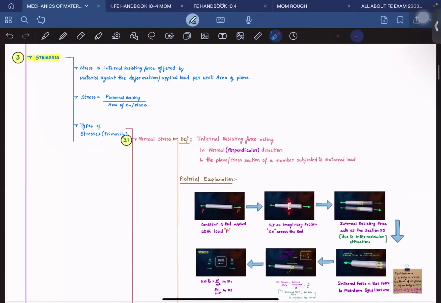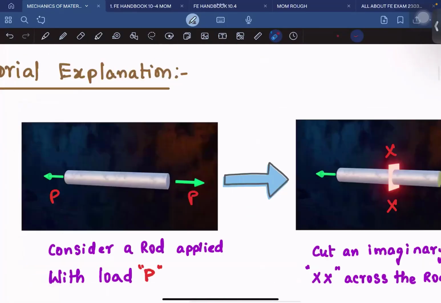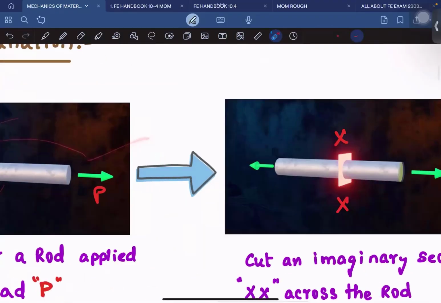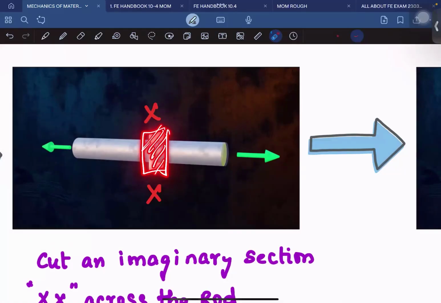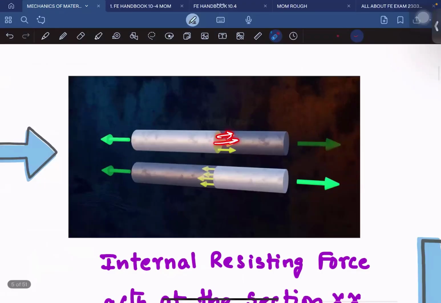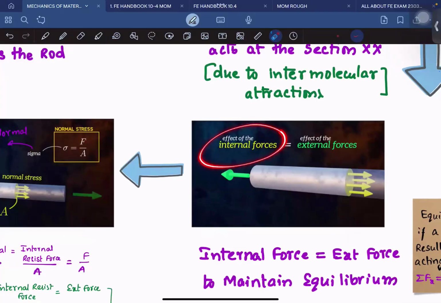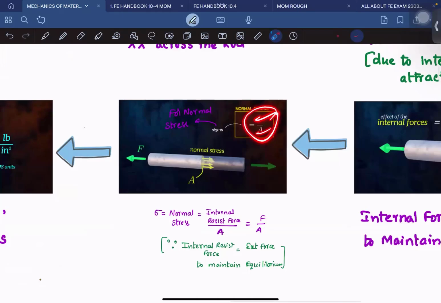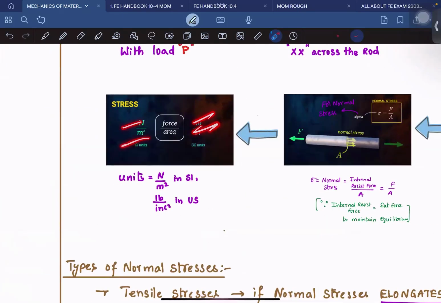So coming to stress, there is a very pictorial demonstration of what stress is. I have taken a rod here and applied some load, and because of the load, I cut this section, because I have said stress is nothing but an internal thing. So I cut the section and I can see the intermolecular forces that are resisting. These internal forces will be equal to the external forces due to equilibrium, and these internal forces divided by area we call stress. And stress has some units in SI units and US units.